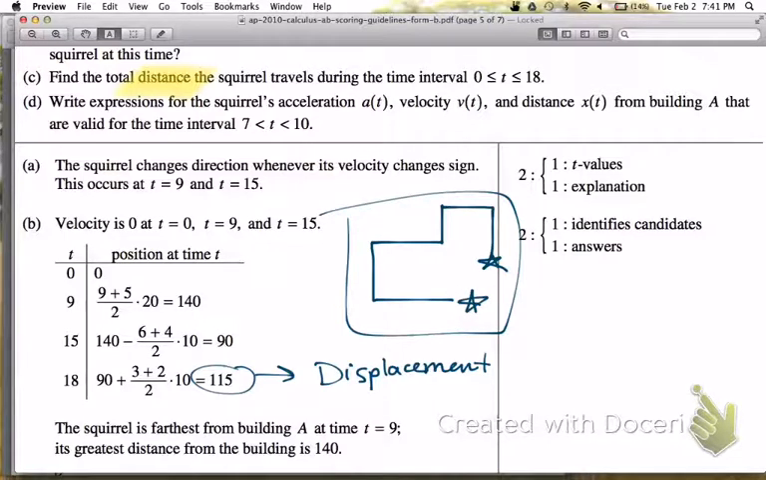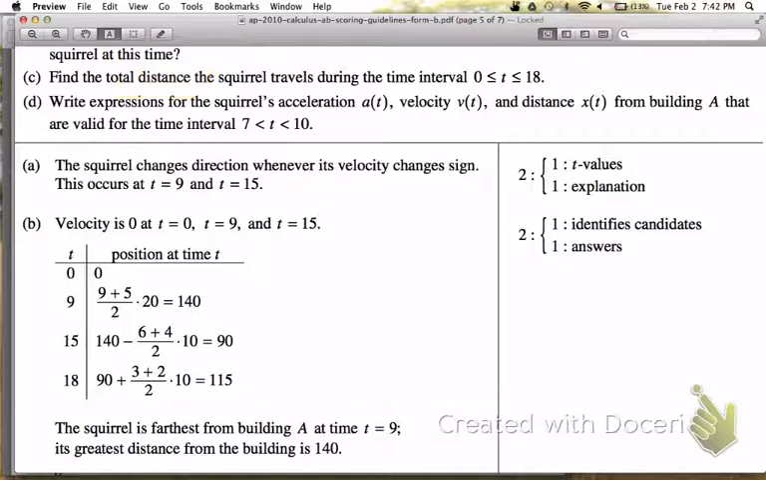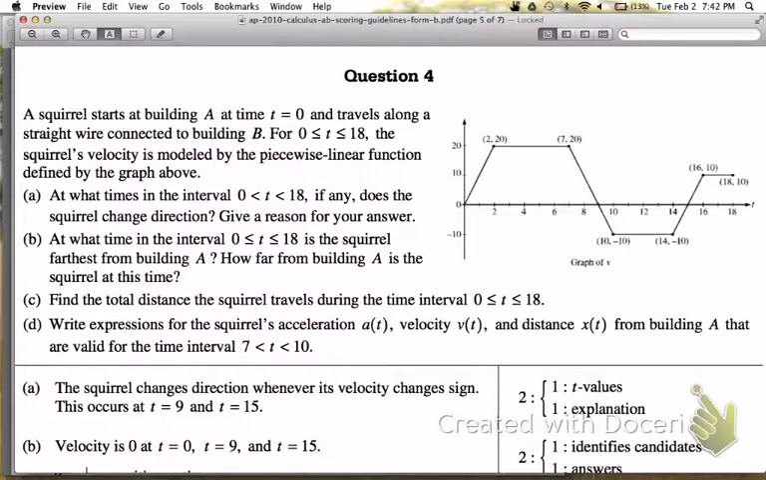So this specific length here, let me do it in a different color. The specific length here would be the displacement, all right? However, the distance would be keeping track of everywhere you went. So you'd want to add together all the different areas. So here's how that applies to this problem. That applies to this problem because when the squirrel started going towards building A, we were accumulating all that area, but then all of a sudden when he started going backwards, we subtracted that area, we took away that area. We don't want to do that.